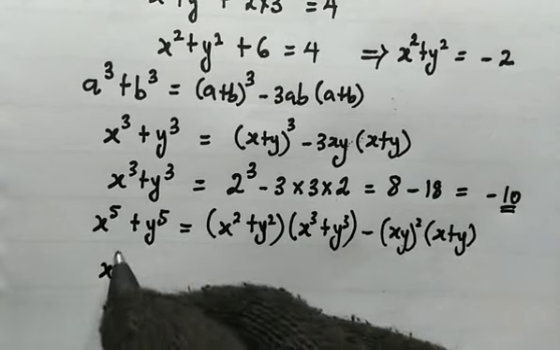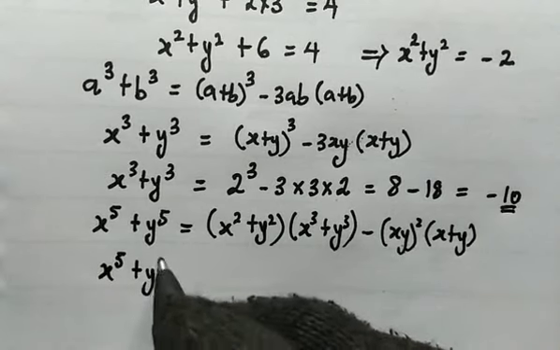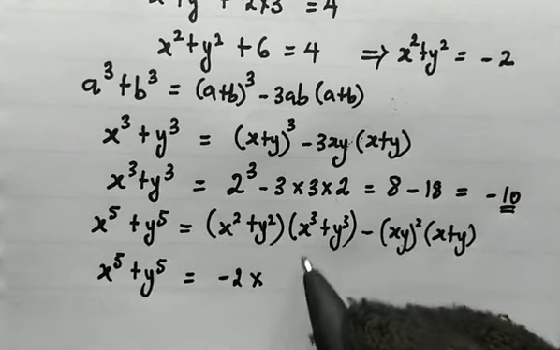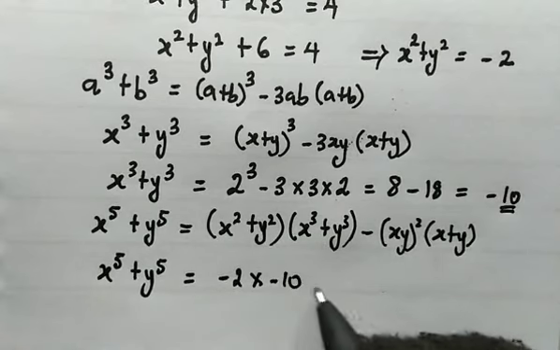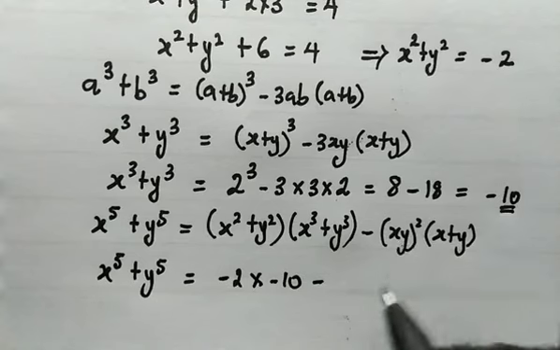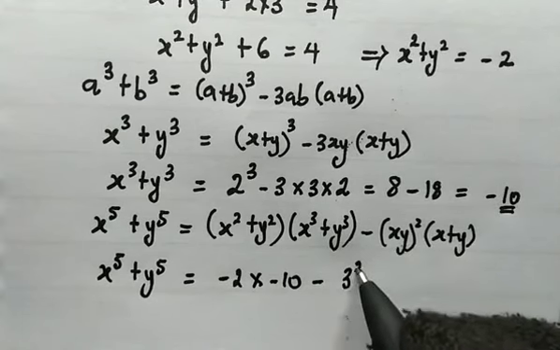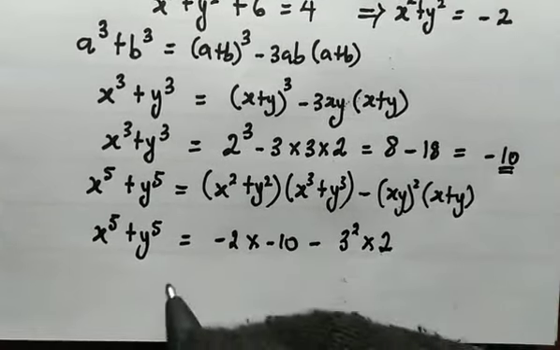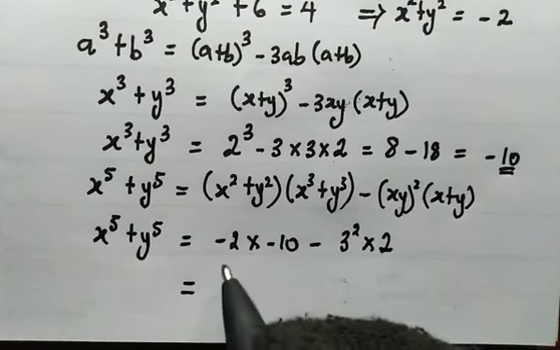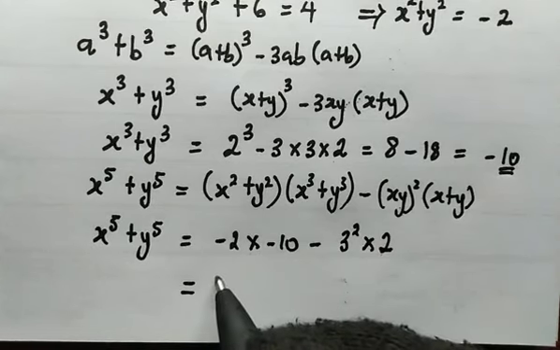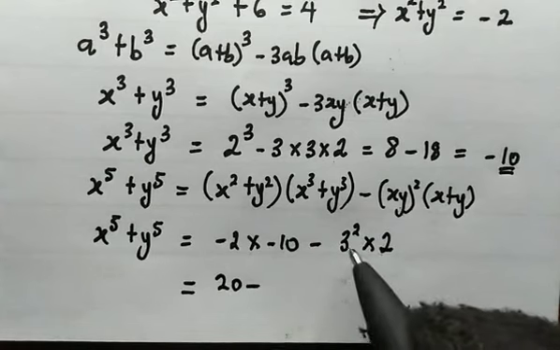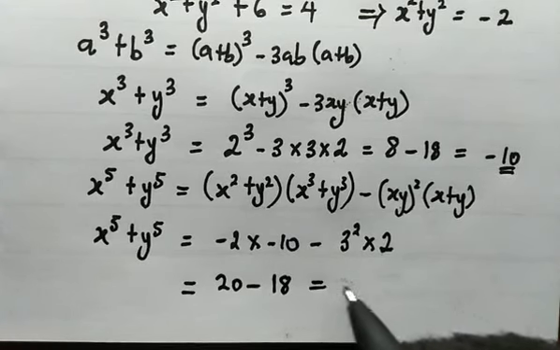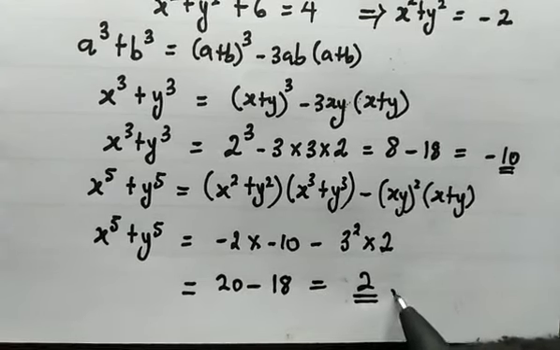So from here, we get x raised to the power of 5 plus y raised to the power of 5. This is equal to the value of this, which is negative 2, multiplied by the value of this, which is negative 10, then minus x times y squared, which will be 3 squared, right, times x plus y, which is equal to 2. So from here, this will give us positive 20, right? Then minus 3 squared is 9, then 9 times 2 is 18, and from here we get the right answer, which is equal to 2.